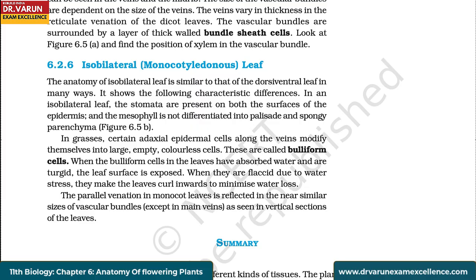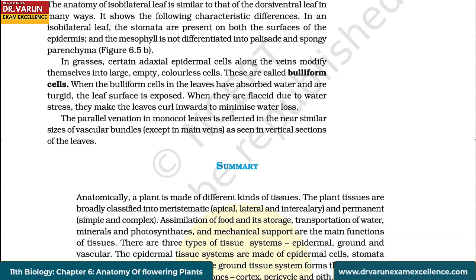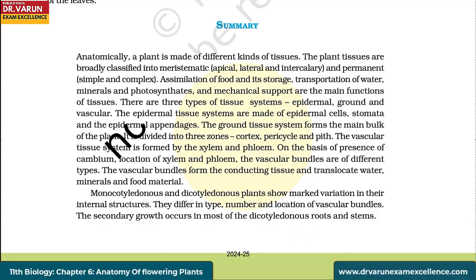When the bulliform cells in the leaves have absorbed water and are turgid, the leaf surface is exposed. When they are flaccid due to water stress, they make the leaves curl inwards to minimize water loss. The parallel venation in monocot leaves is reflected in the near similar sizes of vascular bundles except in main veins as seen in vertical sections of the leaves.